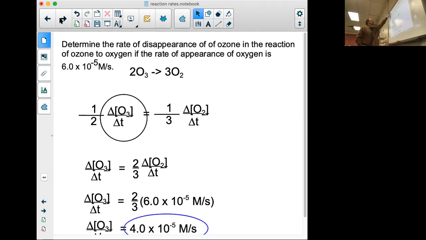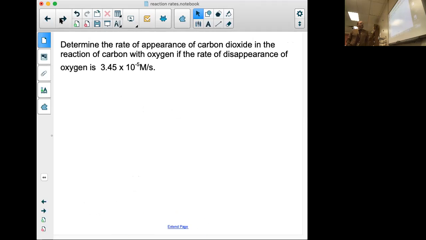That's my answer. Here's another problem to do in class. Determine the rate of appearance of carbon dioxide in the reaction of carbon with oxygen if the rate of disappearance of oxygen is 3.45 times 10 to the minus 5th molar per second. That's it for notes. Hope that wasn't too bad.